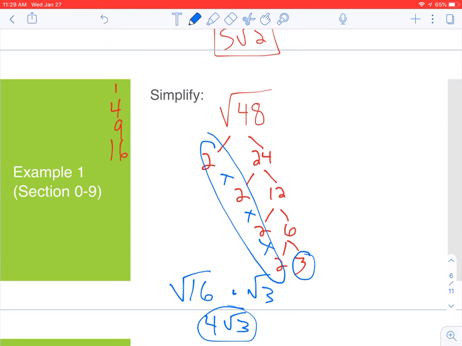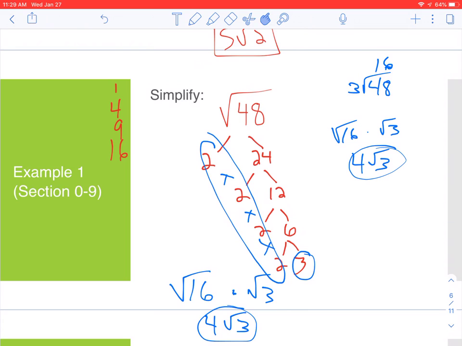I can do 48 divided by 3, and I get 16. Or 48 divided by 16, and I get 3. So then I know, okay, root 16 times root 3, square root of 16 is 4, root 3. So 2 different ways to find the square root of 48.